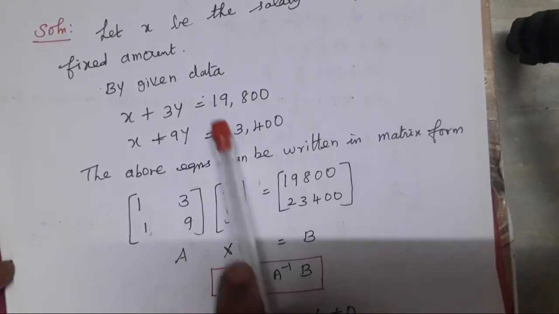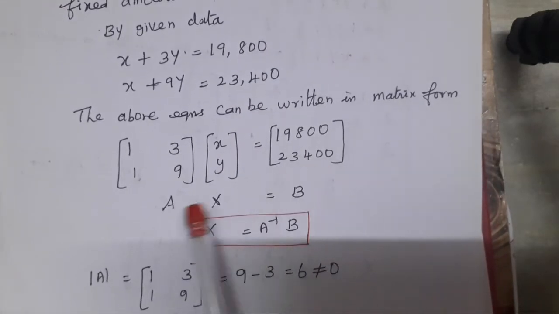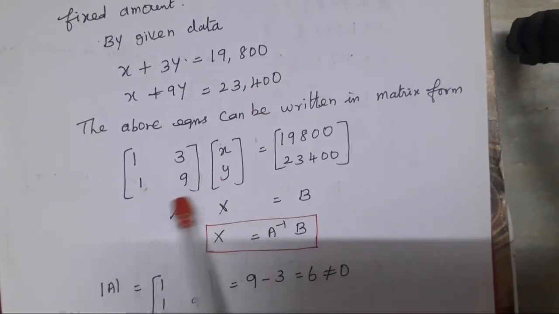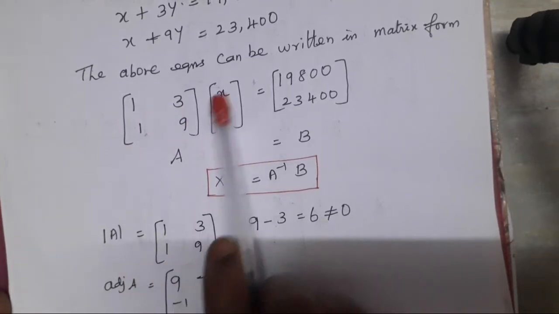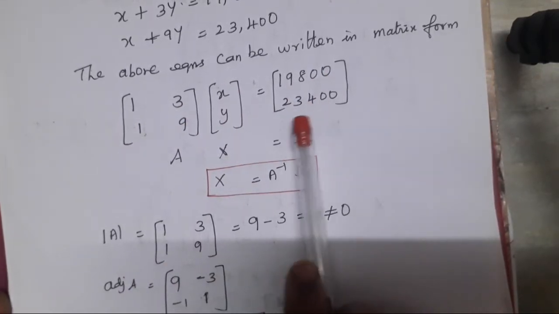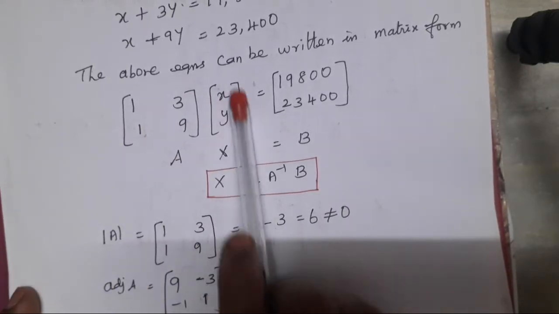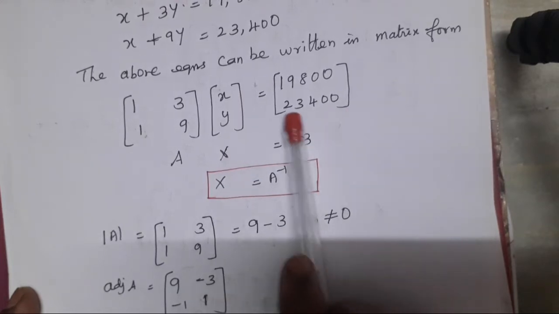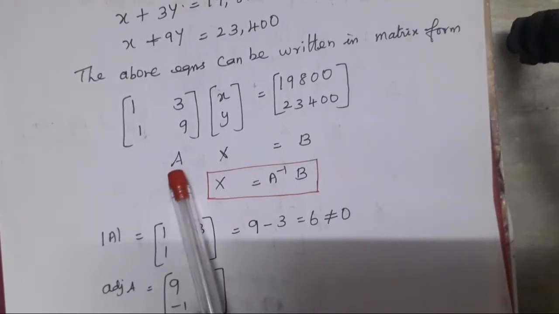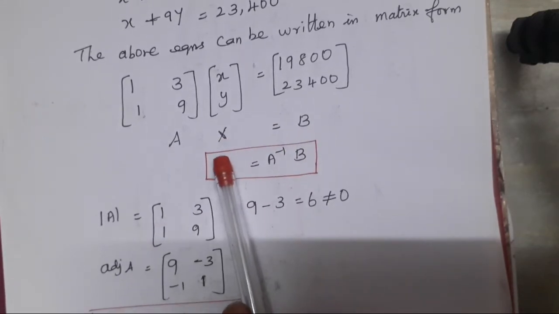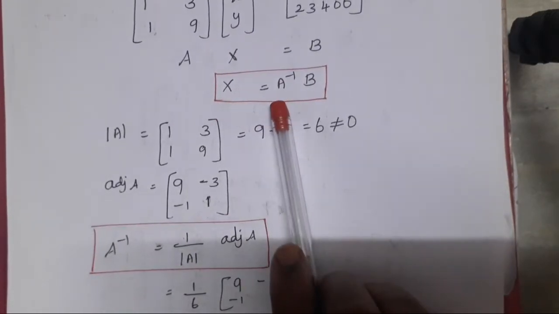Now the right hand side is the amount of salary, 19,800 and 23,400. So the above linear equation can be written in the matrix form: the matrix with rows 1, 3 and 1, 9, times x, y, equals 19,800, 23,400. The first matrix we keep as A, the second matrix as capital X, and the right-hand matrix as B. So AX equals B. What is your X? X is equal to A inverse B.